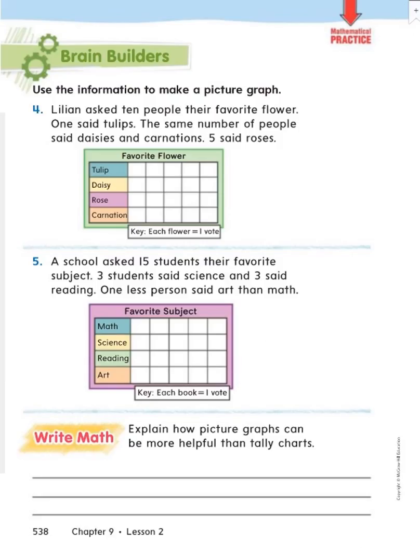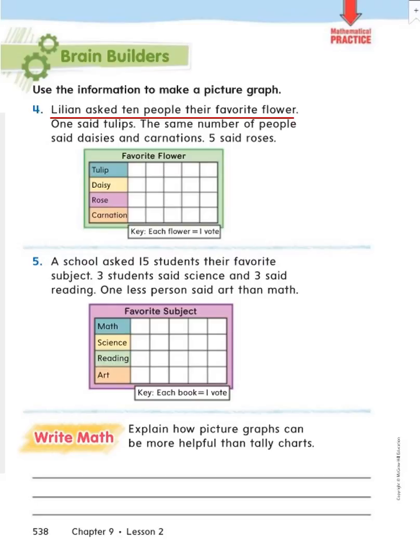Okay, and here we go with the brain builders. Use the information to make a picture graph. Remember, we're going to underline. Because there's no question here, we're not going to circle anything. So let's try number 4.